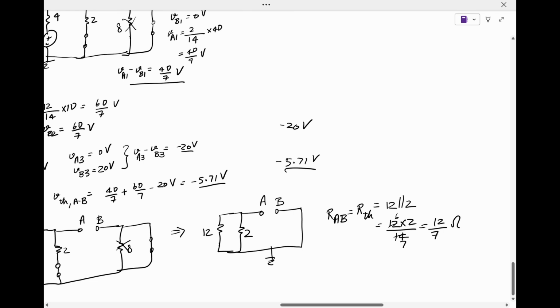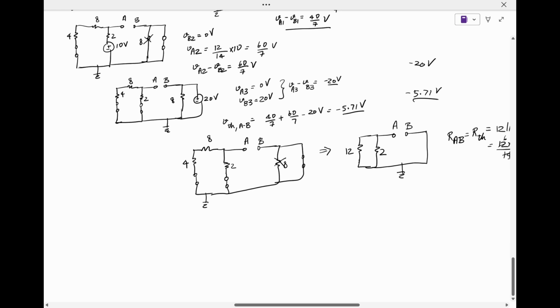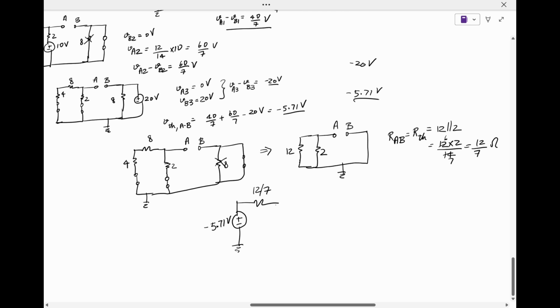which is 12 by 7 ohms. So basically this whole circuit across the 6 ohm resistance becomes a voltage source of minus 5.71 volts, then you have 12 by 7 ohms, then you have cross terminals A and B.